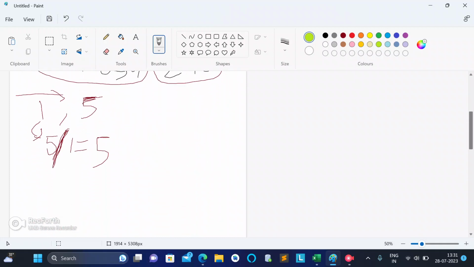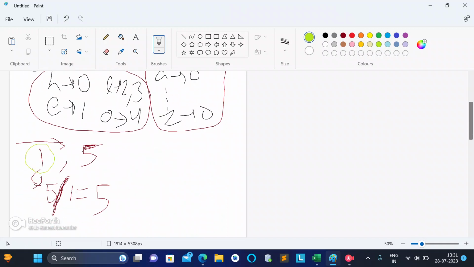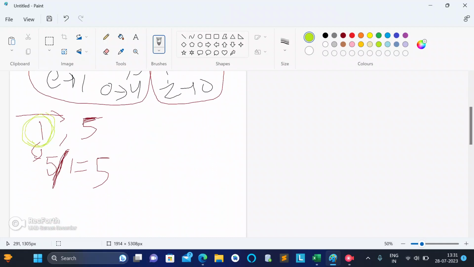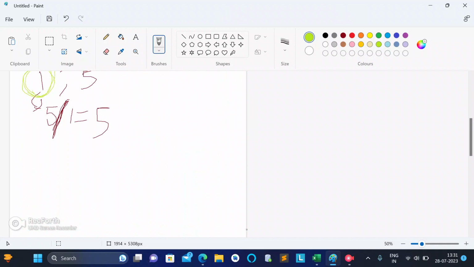And to how much distance will I traverse this? In this example, as the total number of distinct characters can be 1 only, I will traverse only 1 value. That is, I will traverse till this point. If suppose instead of 1 here, it would have been 3, I will traverse 3 values. That is, I will traverse L, H, and E. Why 3? Because the total number of distinct characters would be 3 in that case.